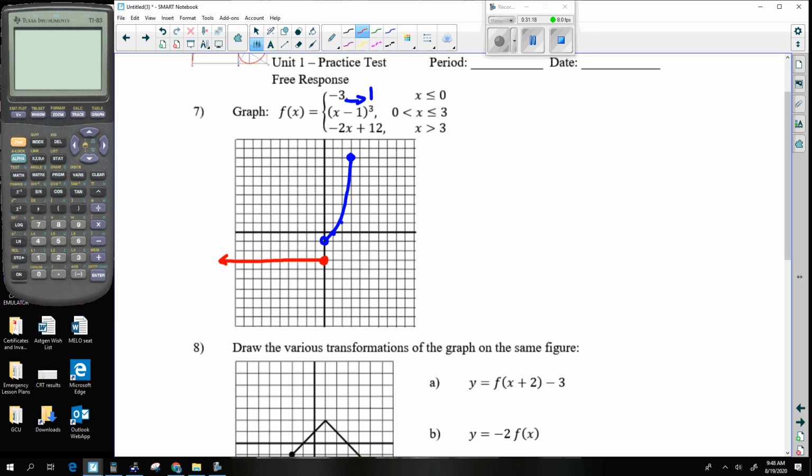And then last but not least, I have a line. Let's do this in purple. A line. And so I'm just going to kind of plug and chug. So I know that when x is equal to 3, that's -6. So that'll be -6 at 3. 1, 2, 3, 4, 5, 6. Okay, notice it's not or equal to, so it's an open dot. And then this has a slope of -2. There you go. There's your piecewise function.